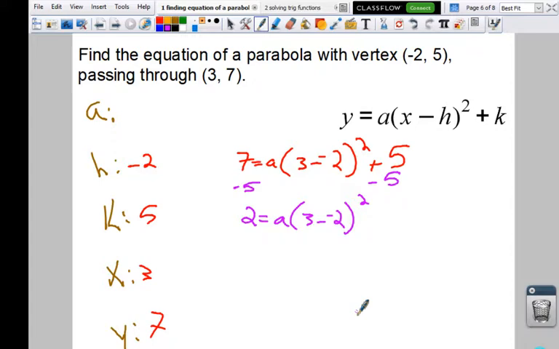As you guys go through these, don't skip steps. I'm supposed to do my spinal balance.